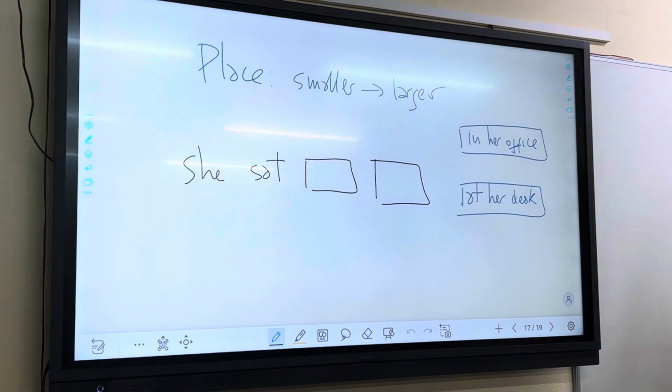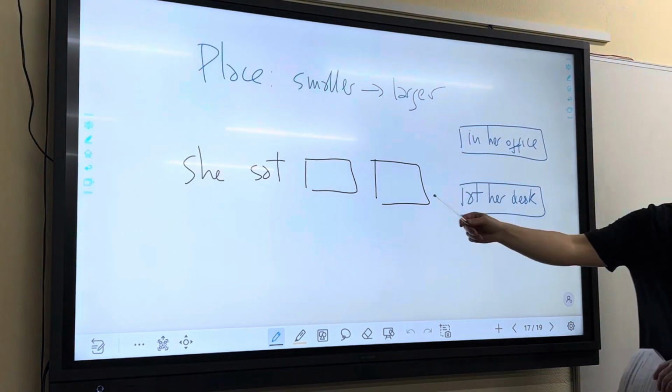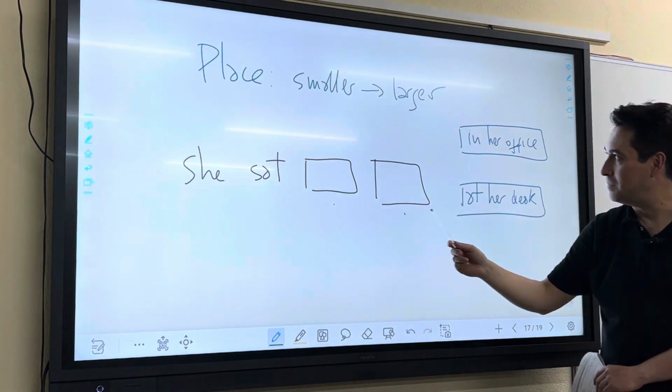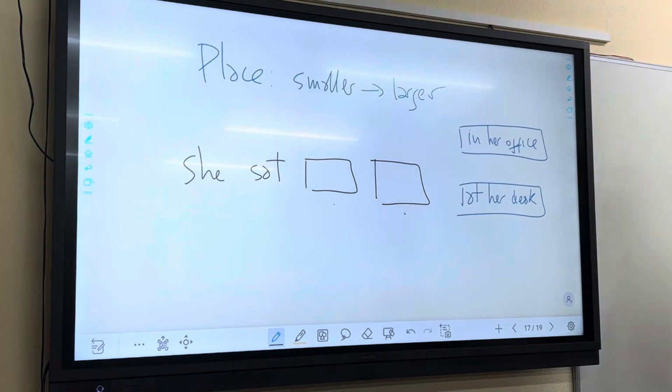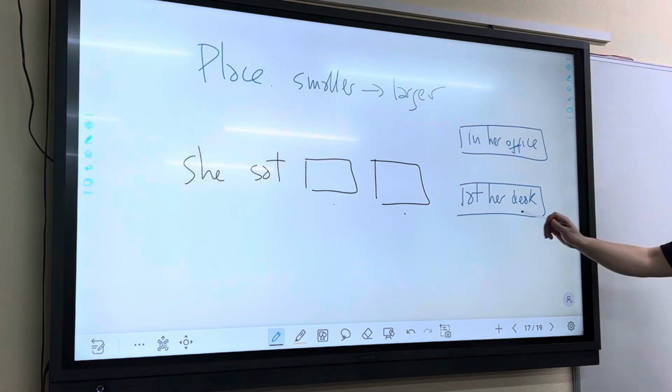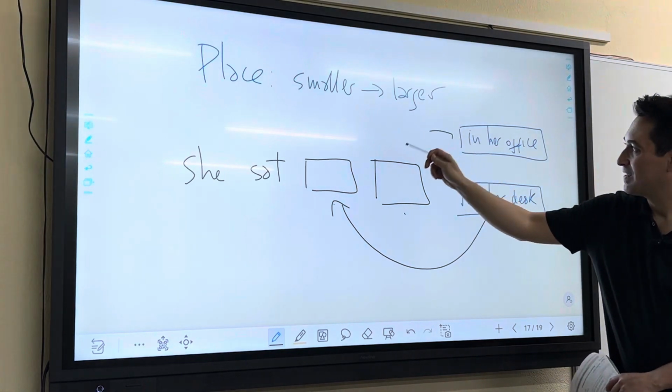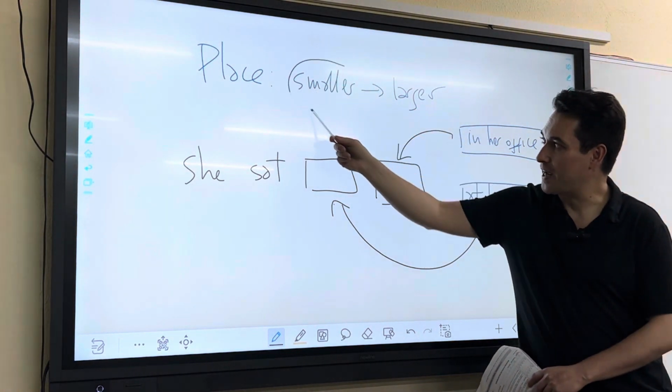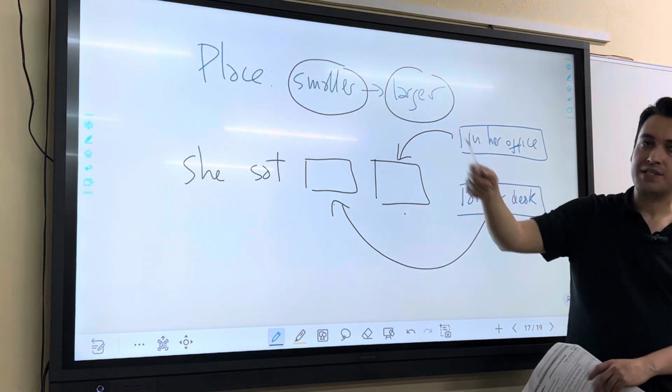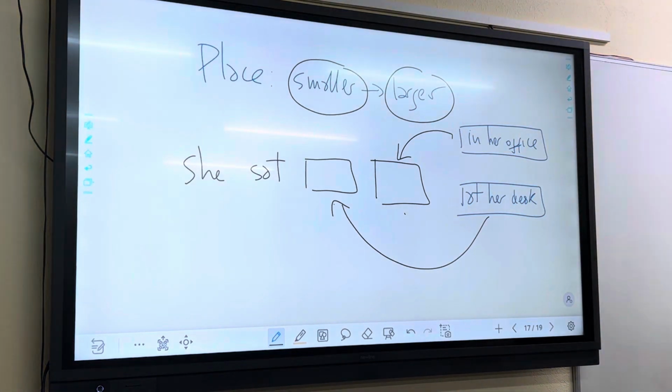Number 17. Place: smaller, larger. "She sat in her office at her desk." What is the right order? "At her desk, in her office." Smaller place first, larger place second. That is the most natural way to do that. So far, so good?